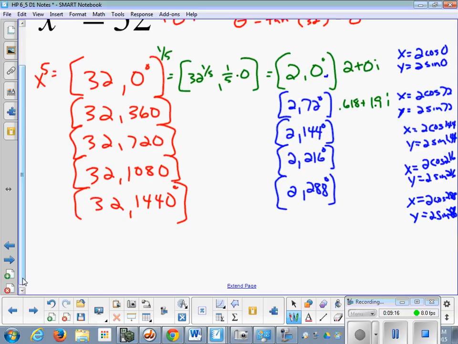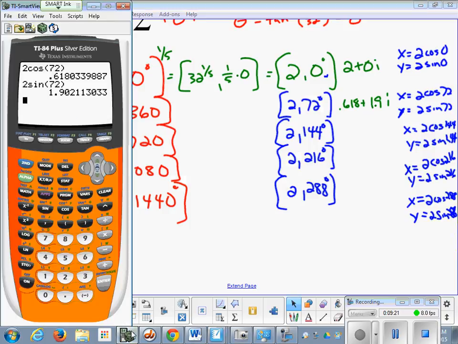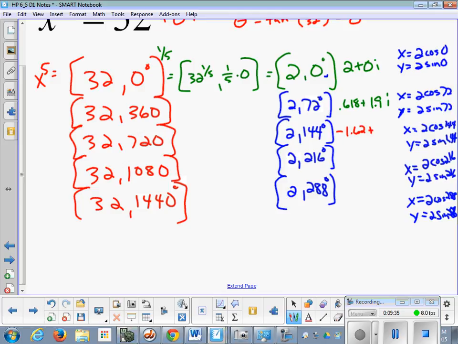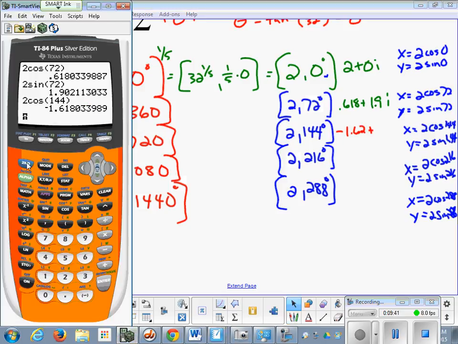And I would continue down and finish these just so you can check. Actually, I'll do one more. 2 cos 144 is negative 1.62 plus, second enter, sine is 1.18.